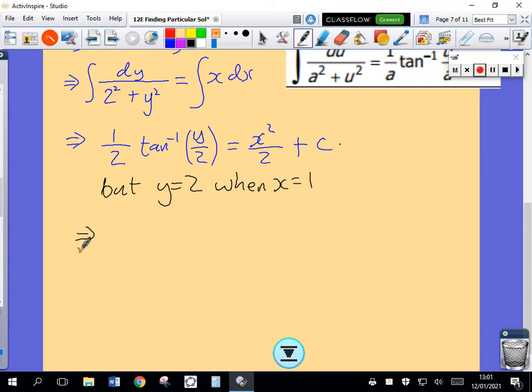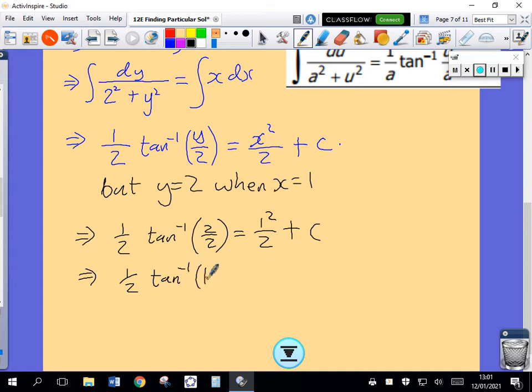So solving here, we have 1/2 of tan inverse, that's 2/2, and that's going to equal 1 squared over 2 plus c. So I've just substituted 1 in for x, and I've substituted 2 in for y. So I'm going to get 1/2 of tan inverse of 1 is equal to 1/2 plus c.